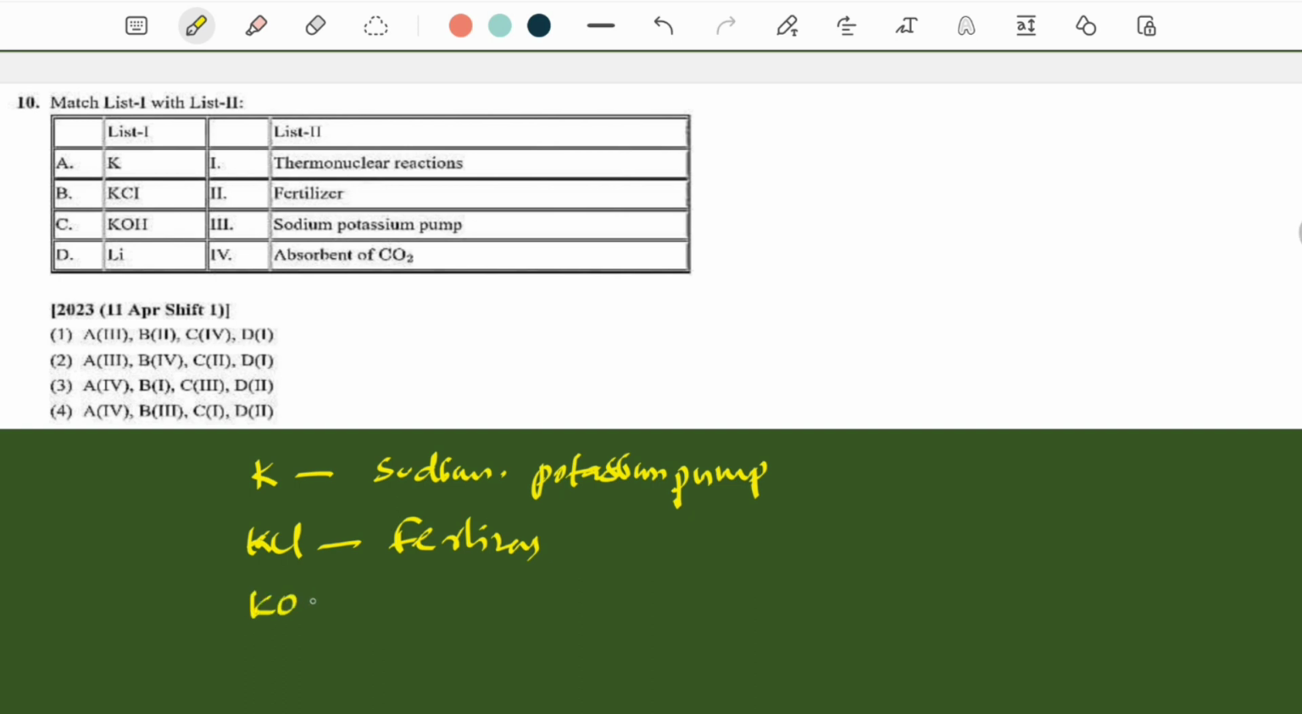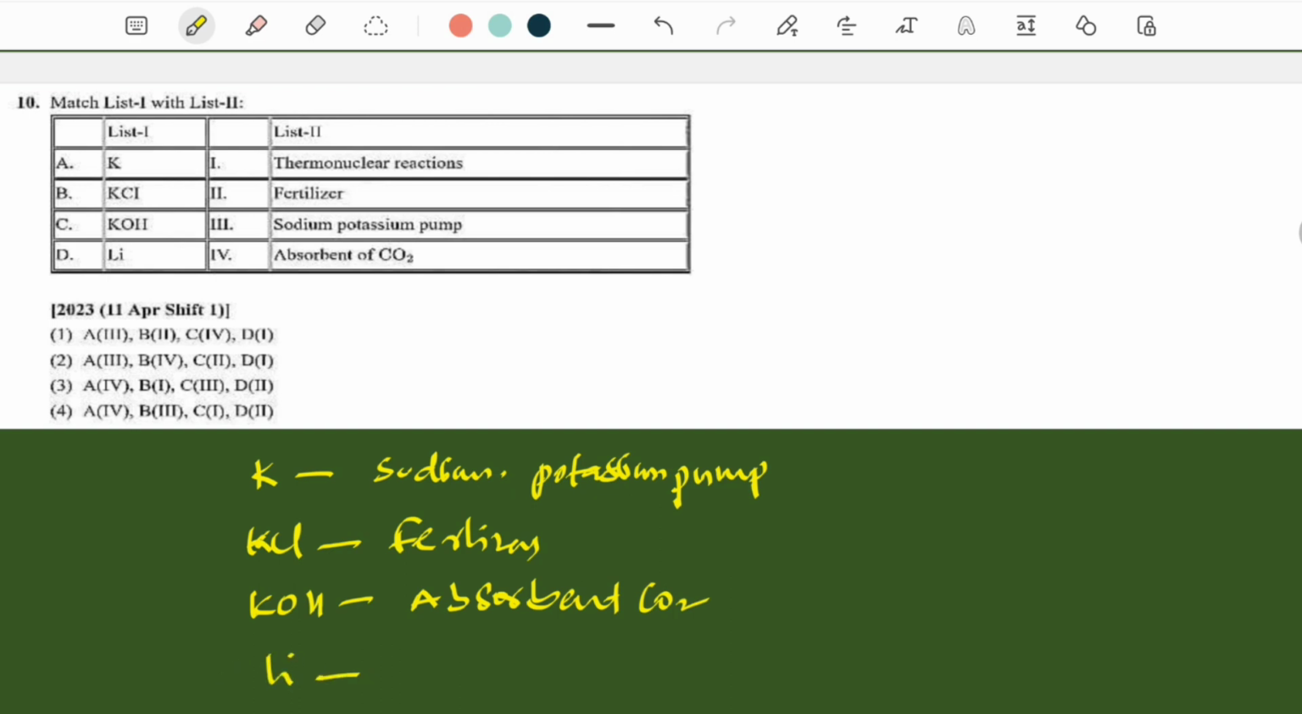Coming to potassium hydroxide, KOH. Potassium hydroxide can act as an absorbent of carbon dioxide. This property is primarily due to the alkaline nature of potassium hydroxide. So KOH acts as an absorbent of CO2. Coming to lithium.